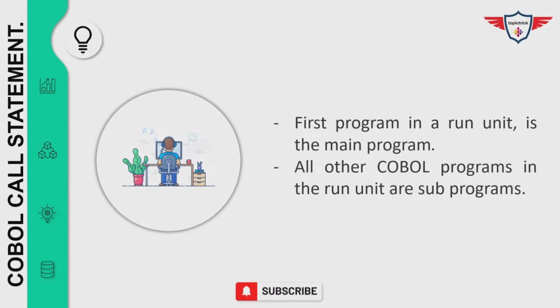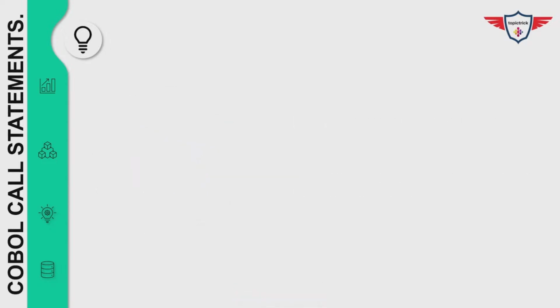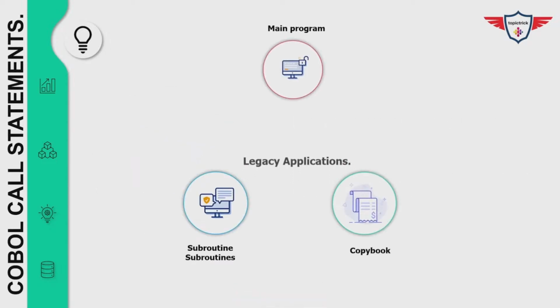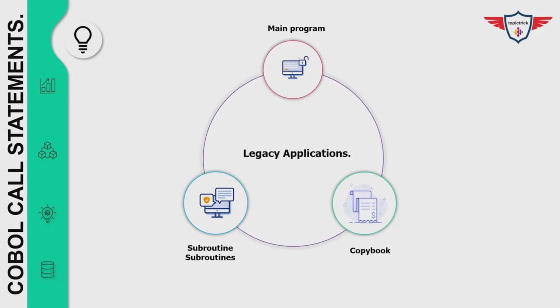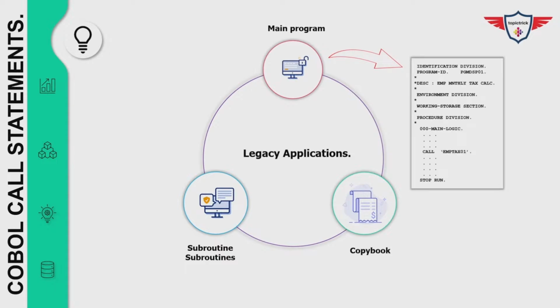And always remember that a main program can call any subprogram. In fact, a subprogram itself can call other subprograms. There is one more terminology used for main program and subprogram, that is calling and called program. The program that calls another program is referred to as the calling program, and the program it calls is referred to as the called program. So here is a legacy application which is using a main program, a copybook, and a subprogram. The main program is the first program in the run unit.